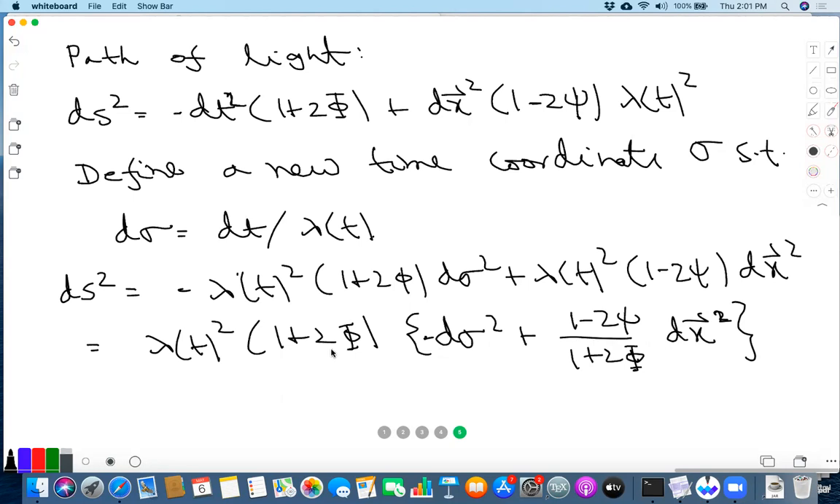Now, suppose that psi and phi are time independent. So t independence of psi and phi implies sigma independence of psi and phi.